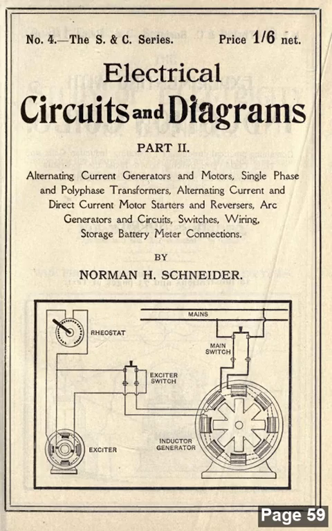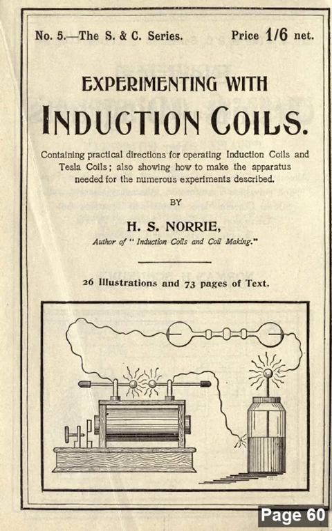No. 4. The S and C Series, price 1/6 net. Electrical Circuits and Diagrams, Part II. Alternating current generators and motors, single-phase and polyphase transformers, alternating current and direct current motor starters and reversers, arc generators and circuits, switches, wiring, storage battery meter connections, by Norman H. Schneider.